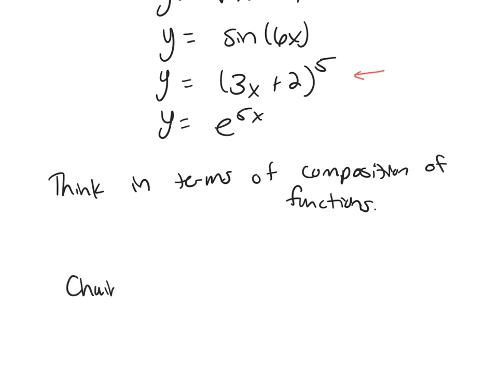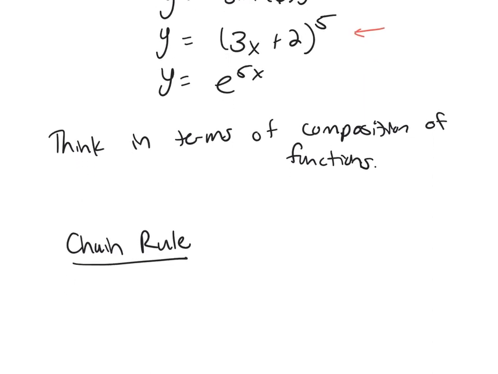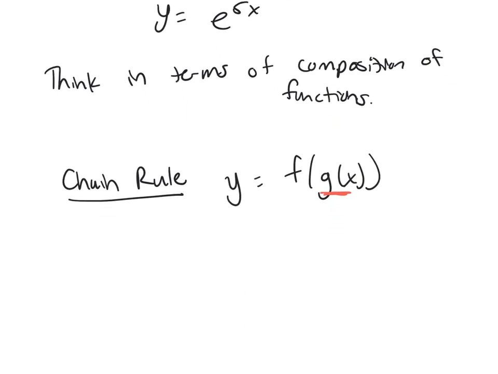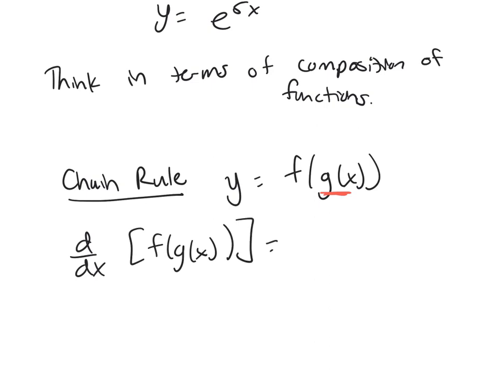The chain rule says if I have a composition, y equals f of g of x, so you have this inside function g of x and an outside function, then the derivative of f of g of x would be f prime of g of x times g prime of x.